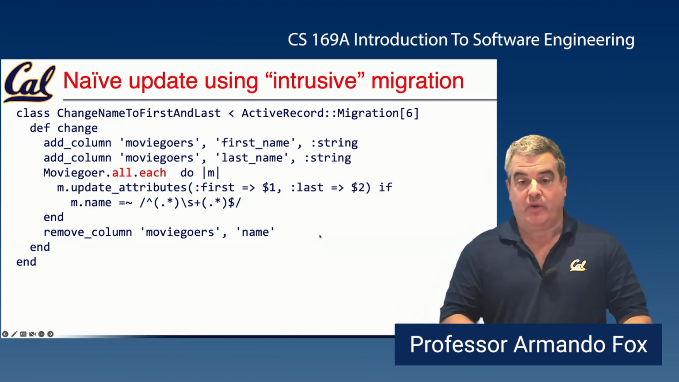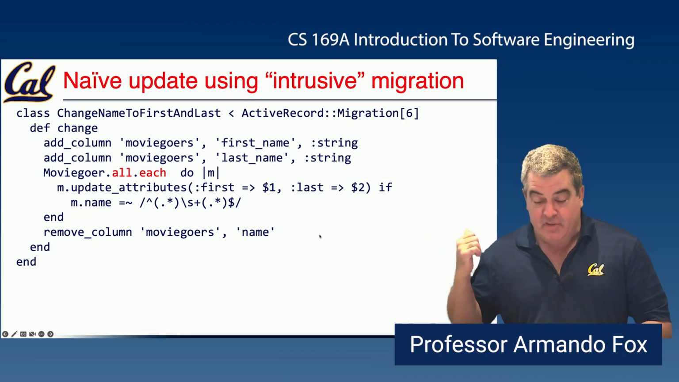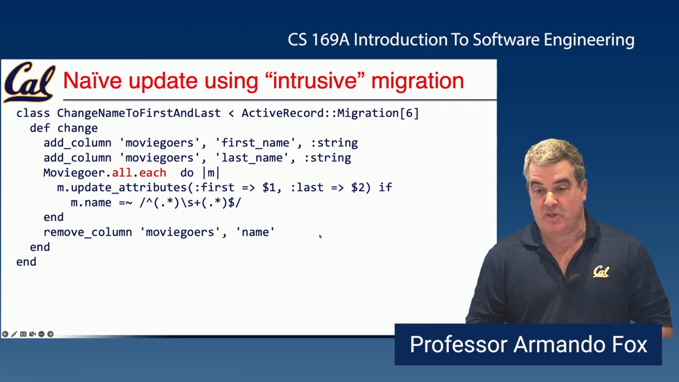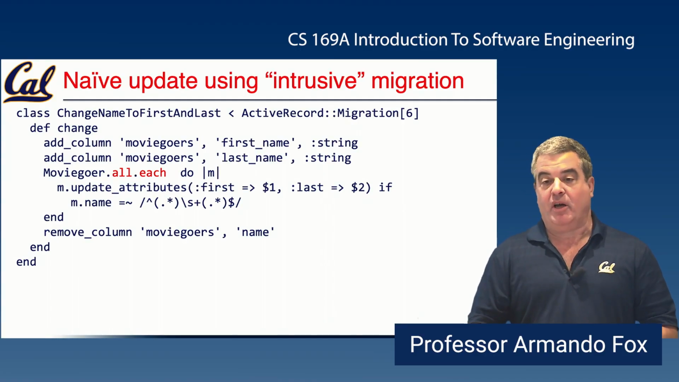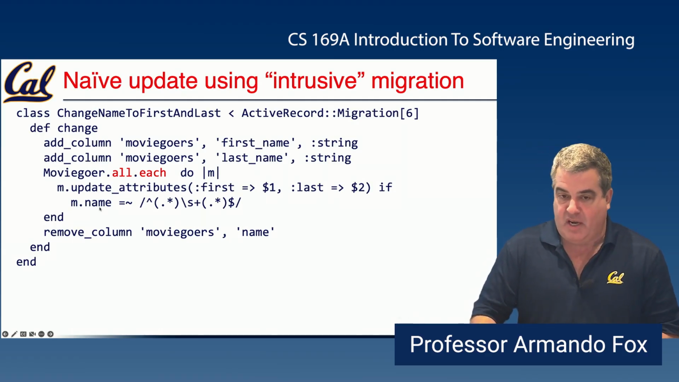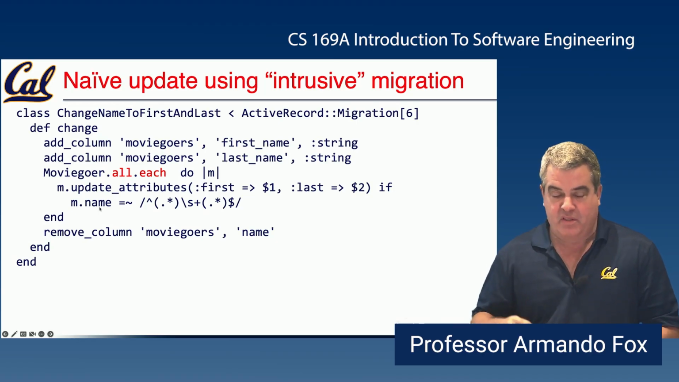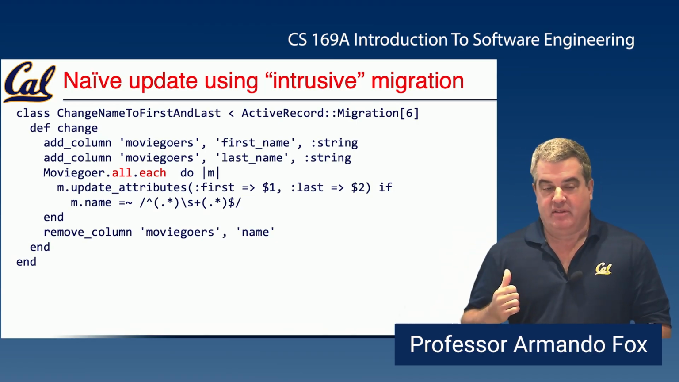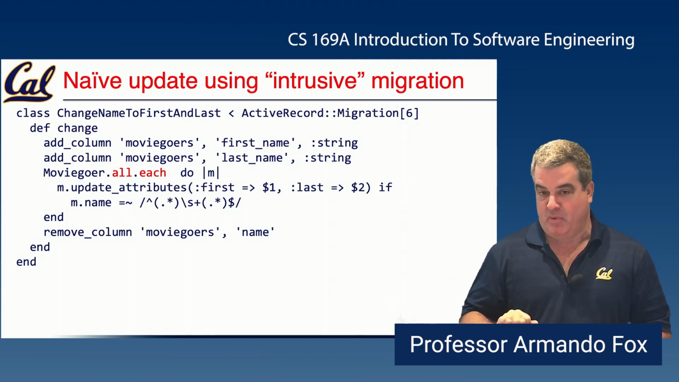By the way, before we go any further, this is the naive solution because, depending on how many moviegoers there are, if there's a couple of 100,000 moviegoers, not only could this take a really long time to do, but what's another reason that this code is actually really bad? And here's a hint: I have put the bad parts in red.